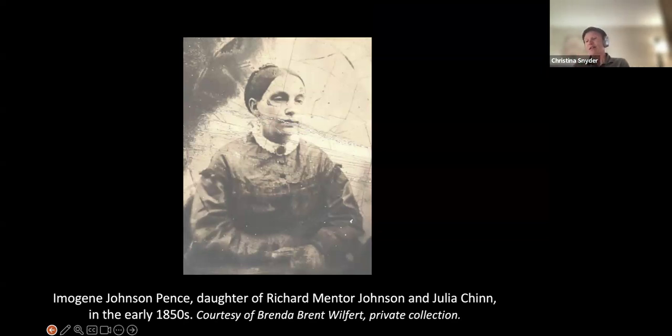Another reason that Johnson is somewhat famous is that he had a long-term enslaved African-American partner named Julia Chin. And it doesn't seem that he ever emancipated Julia Chin. She died in 1833, and records from a few years before her death indicate that she was still enslaved. So it doesn't necessarily seem that he emancipated her during his lifetime.